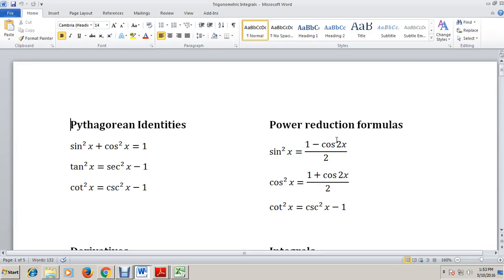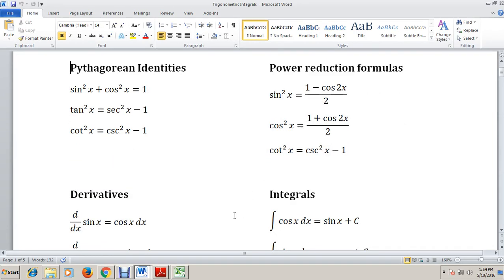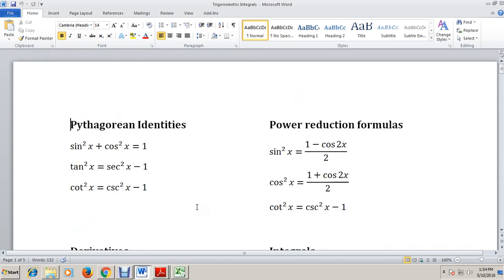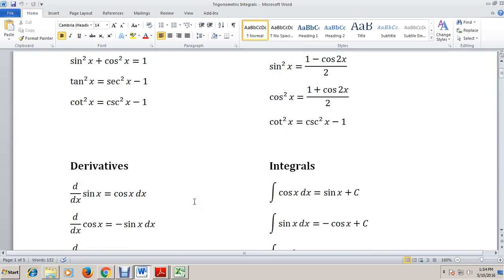Okay, so welcome again for another video lecture session for integral calculus. Today's discussion would be on trigonometric integrals. For today's discussion, we will be needing the following list of identities, Pythagorean identities, and power reduction formulas in order to perform the corresponding techniques of integration.